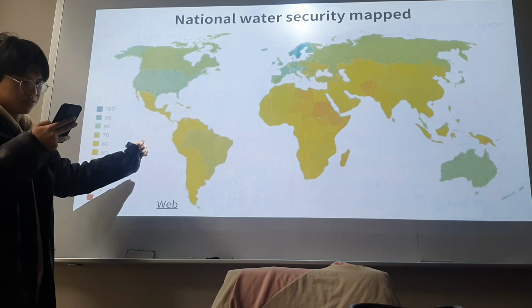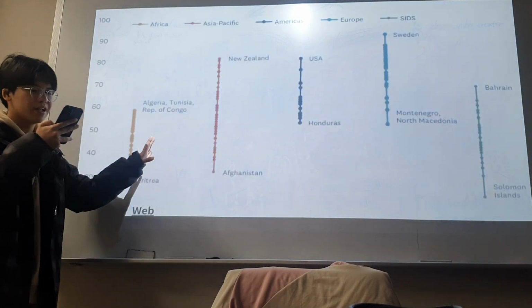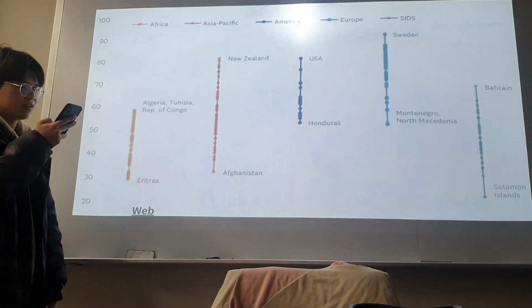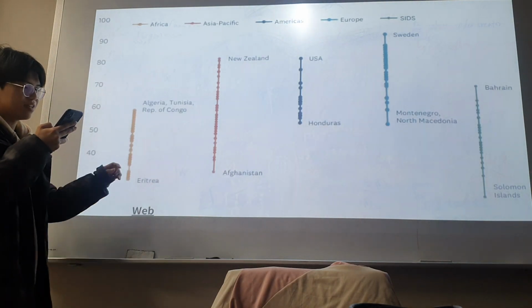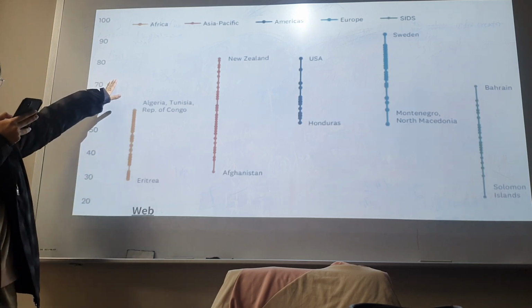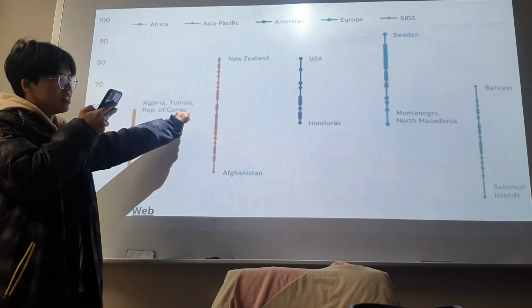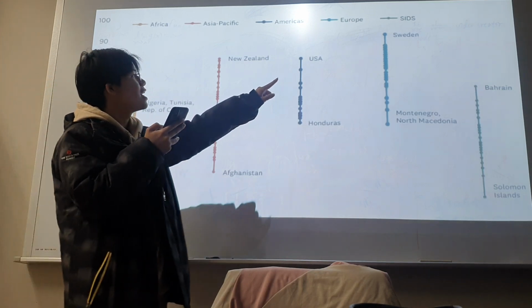And this chart is the summary of the previous one, divided into 5 sections: Africa, the Americas, Asia, Pacific and Europe, and SIDS.